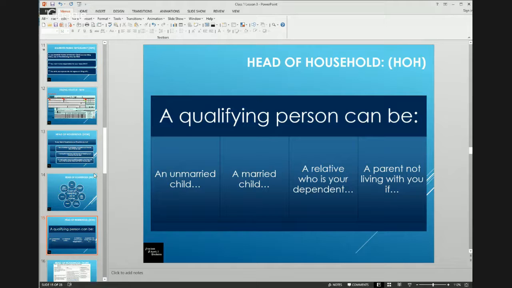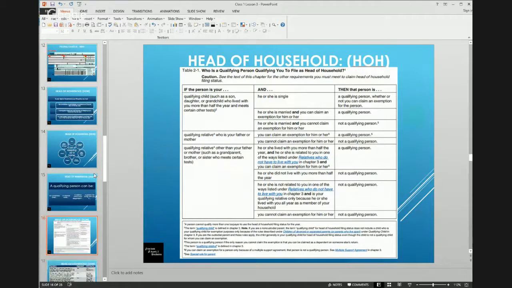A qualifying person can be an unmarried child. It can be a married child. It can be a relative who's your dependent. It can be a parent, even if that parent is not living with you, if you are providing their support. So here's the chart from the IRS Publication 17. It's Table 2.1, and it goes into the details of who can be the qualifying person for you to file for head of household.